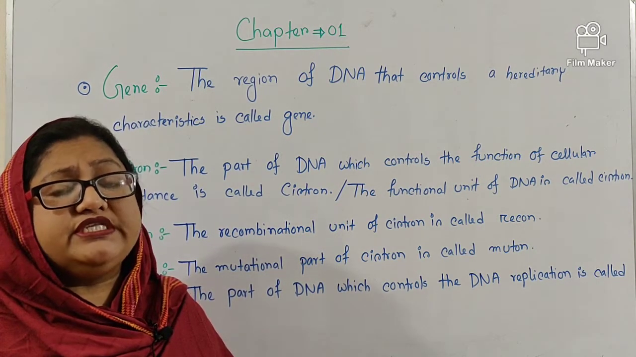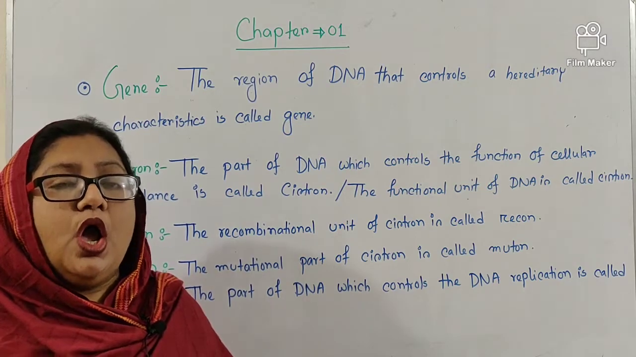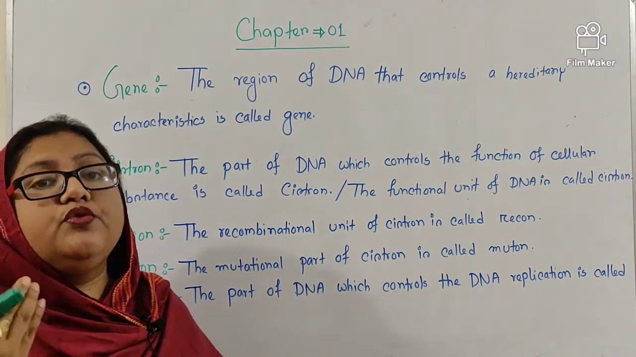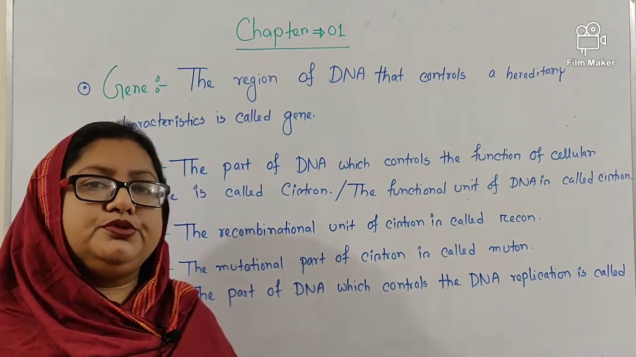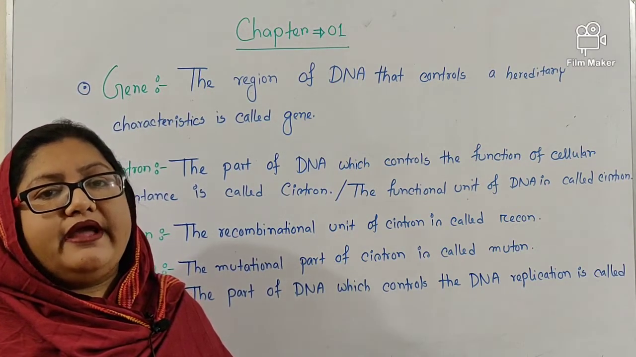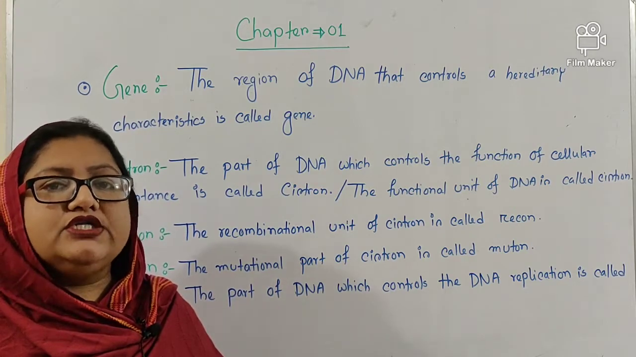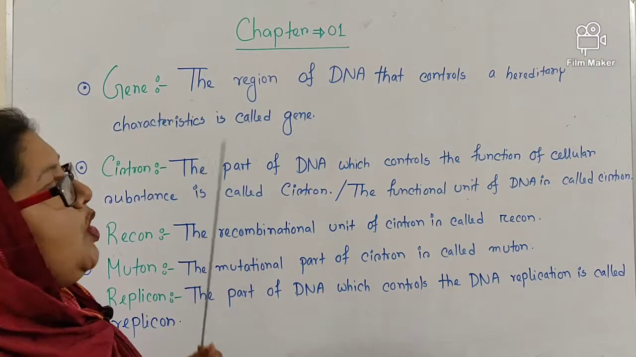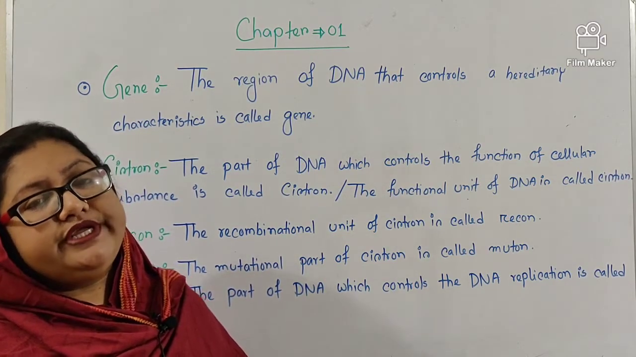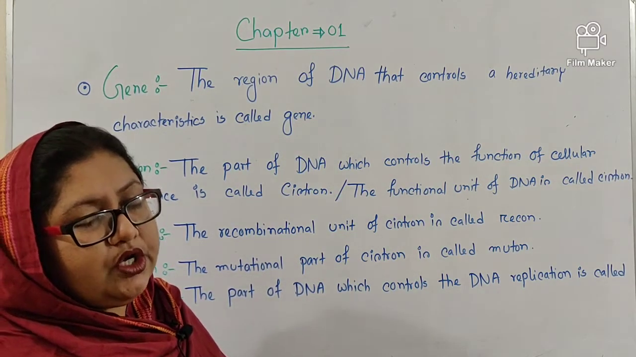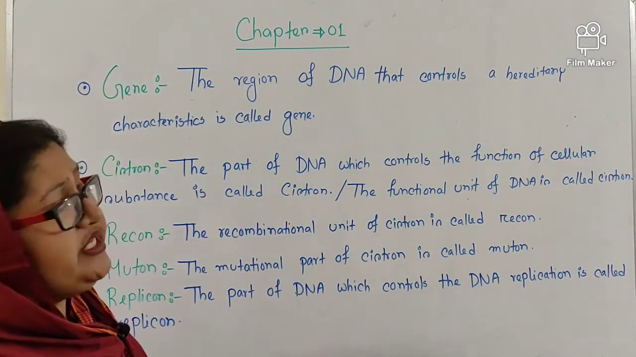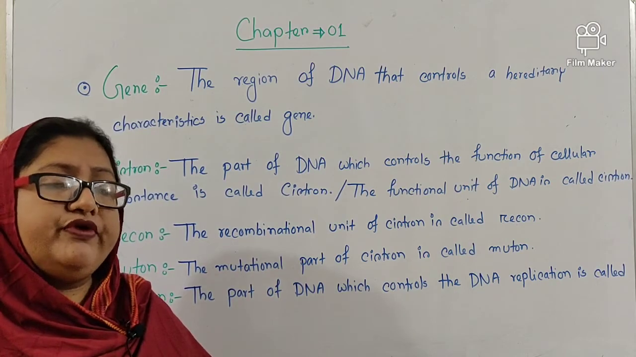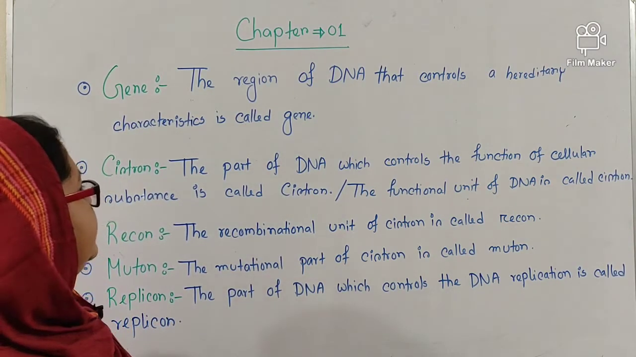From today's lecture, you will be able to write the definitions of these knowledge-based questions. Along with this, you will be able to explain the characteristics of genetic codon and the function of genetic codons. Okay. Now, the first definition is gene. What is gene? The region of DNA which carries or controls particular characteristics of an organism is called gene.